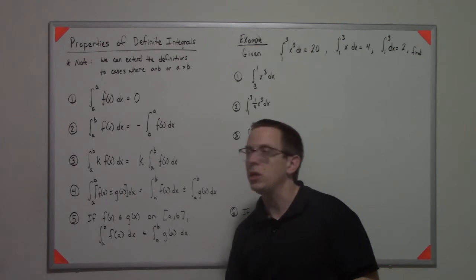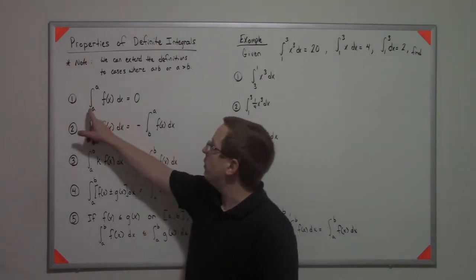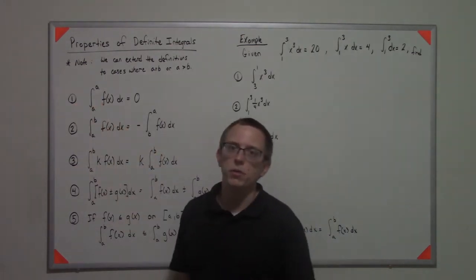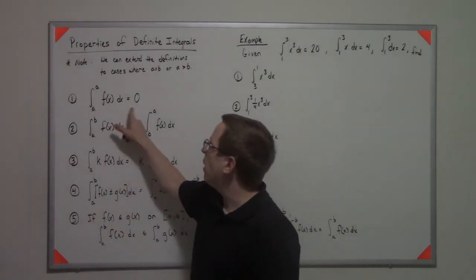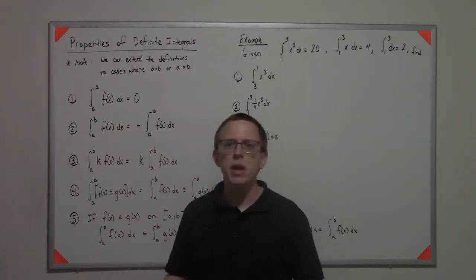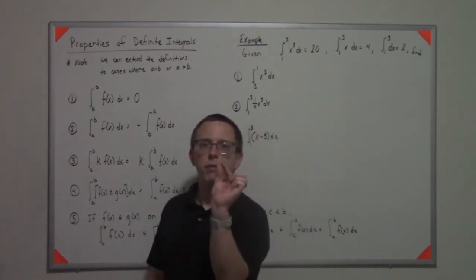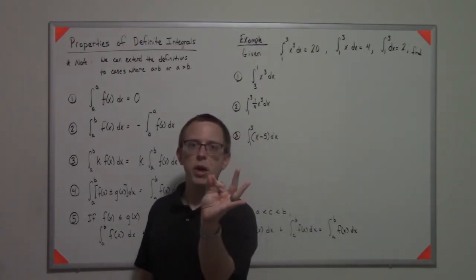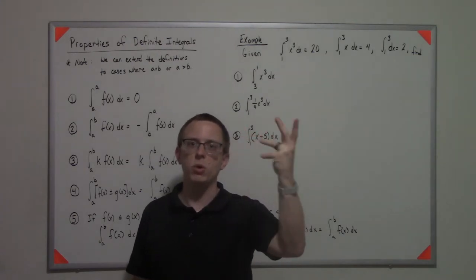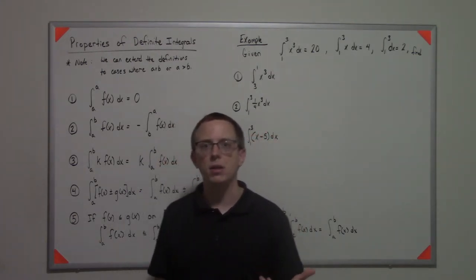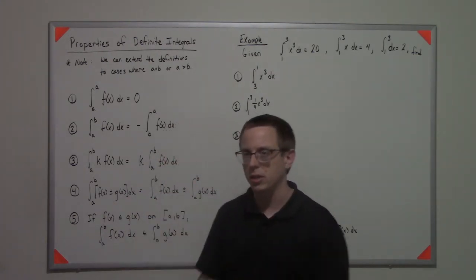But some of the more interesting things are like this one. If the lower and upper bounds of integration are the same, the value of the integral is 0. And this makes intuitive sense. If you think about it in terms of area, if you have a 0 width, then 0 width times whatever height is automatically 0. So it just smashes it to 0.